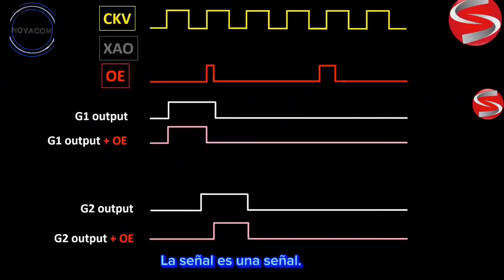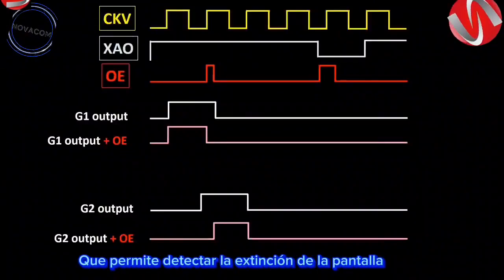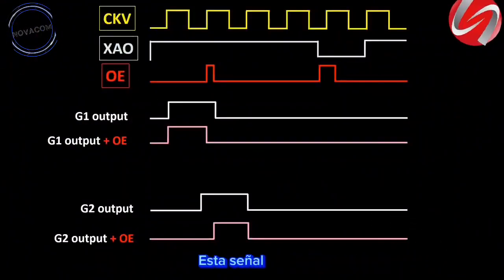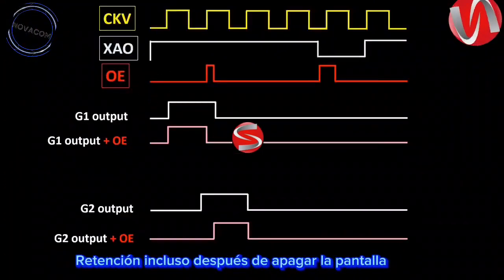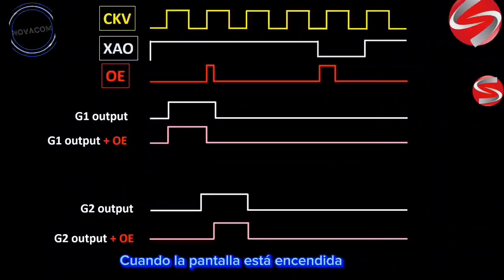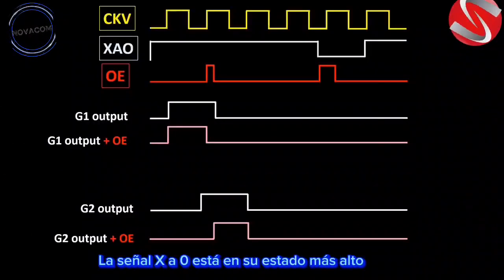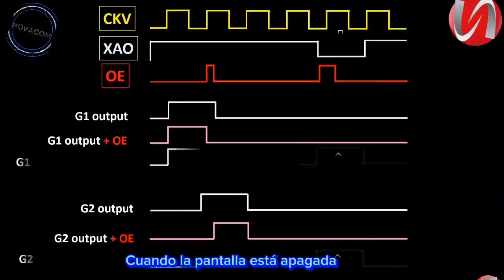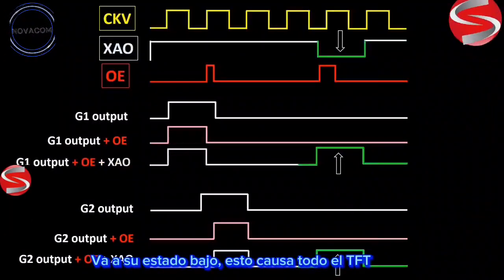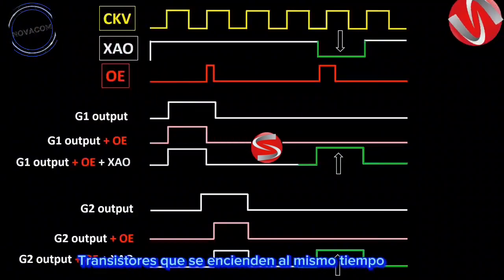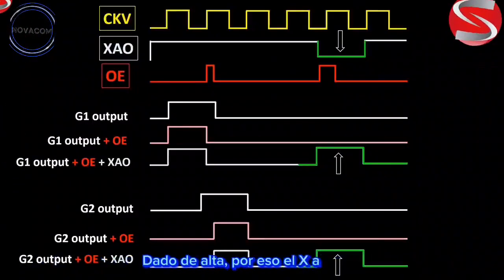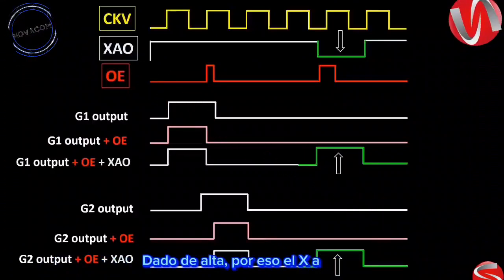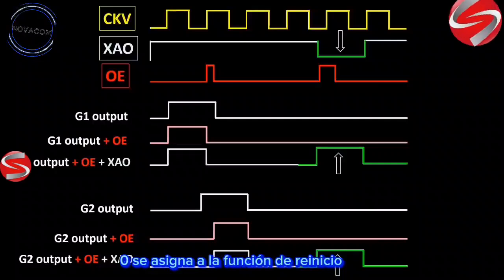The XAO signal is a signal that allows to detect the extinction of the screen. This signal has been added to deal with the problem of image retention even after the screen is turned off. When the screen is on, the XAO signal is at its high state. When the screen is turned off, it goes to its low state. This causes all the TFT transistors to be turned on at the same time, and it allows all the capacitors of the screen to be discharged. This is why the XAO signal is assigned a reset function.